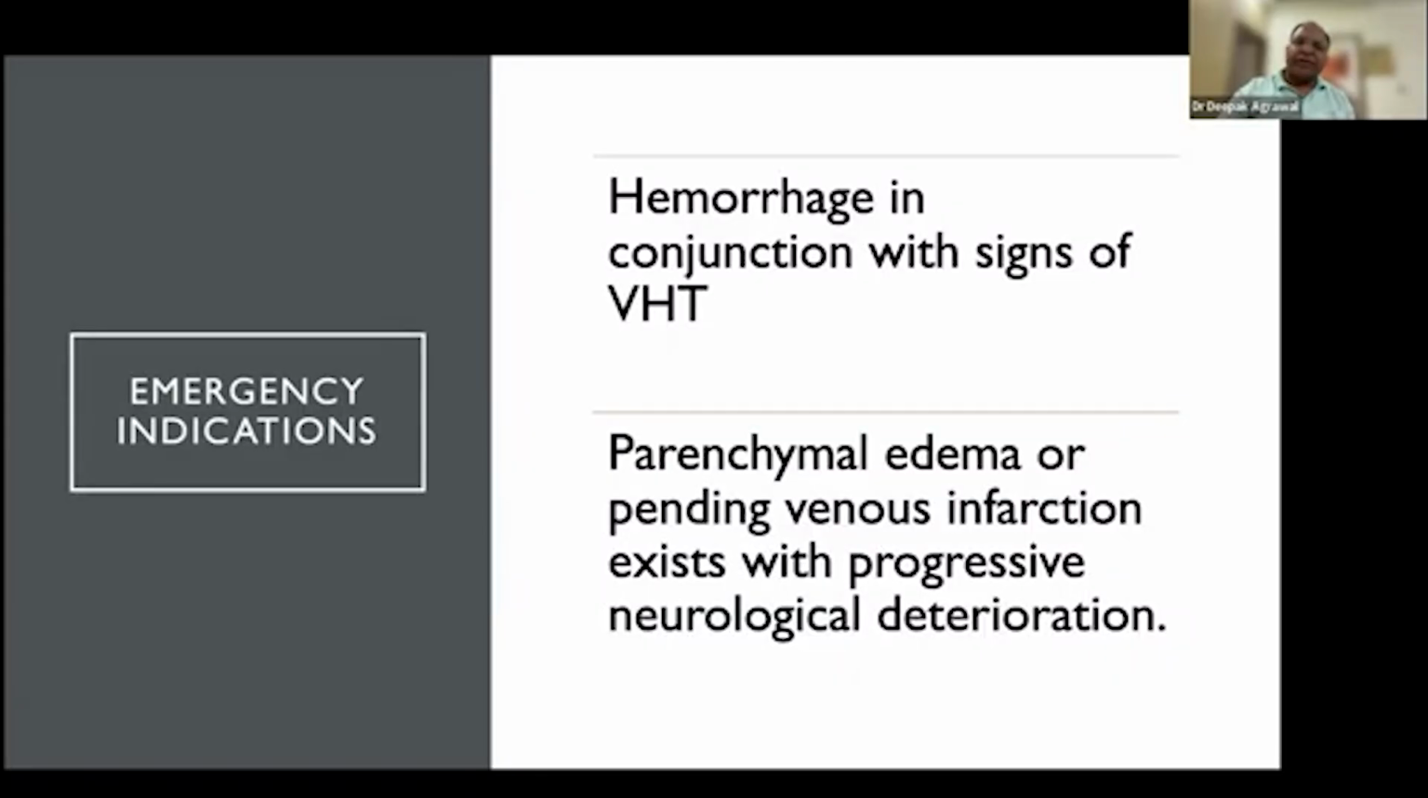Routinely, most of the dural AV fistulas are benign, as I said, and do not require any urgent intervention. However, there are two indications for emergency intervention. One is obviously if there is a hemorrhage with signs of venous hypertension. And the second is when you have parenchymal edema or pending venous infarction, along with progressive neurological deterioration in terms of deficits or sensorium. So these two would warrant either a surgical or an endovascular therapy.